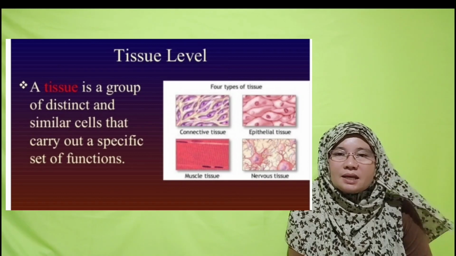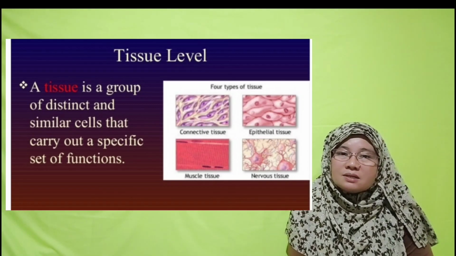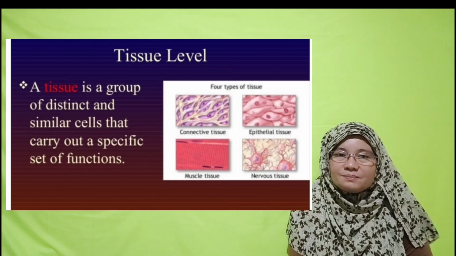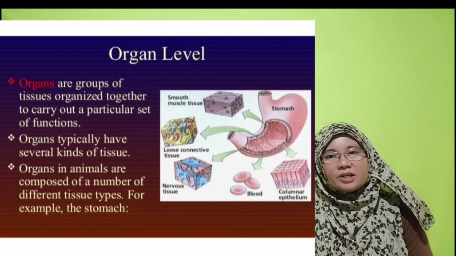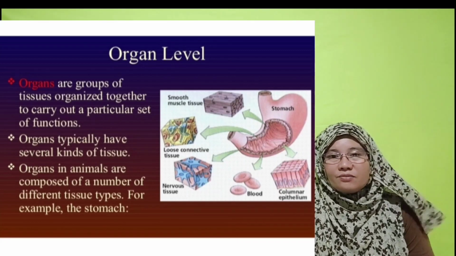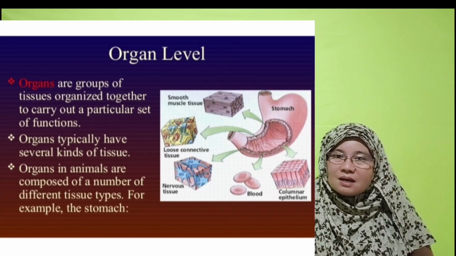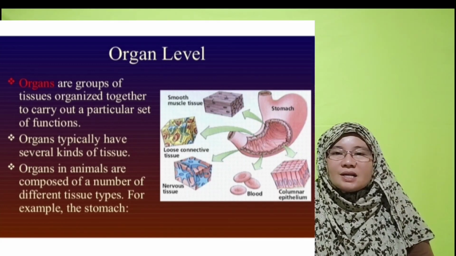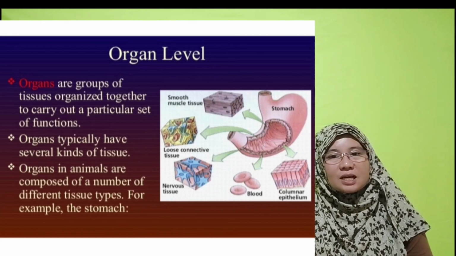A tissue is a group of distinct and similar cells that carry out specific sets of functions. At the organ level, organs are a group of tissues organized together to carry out particular sets of functions. Organs typically have several kinds of tissues. Organs in animals are composed of a number of different tissue types.